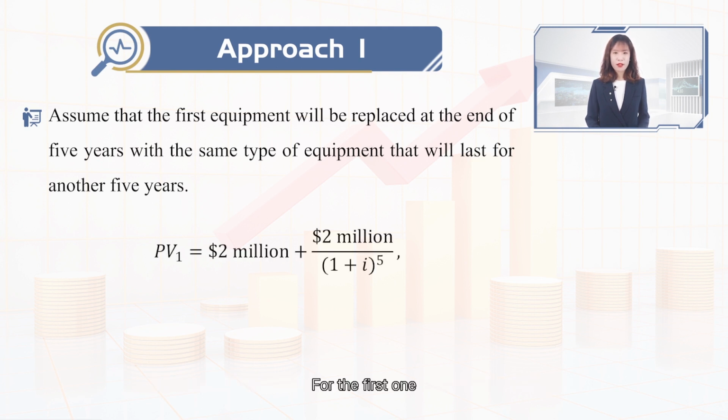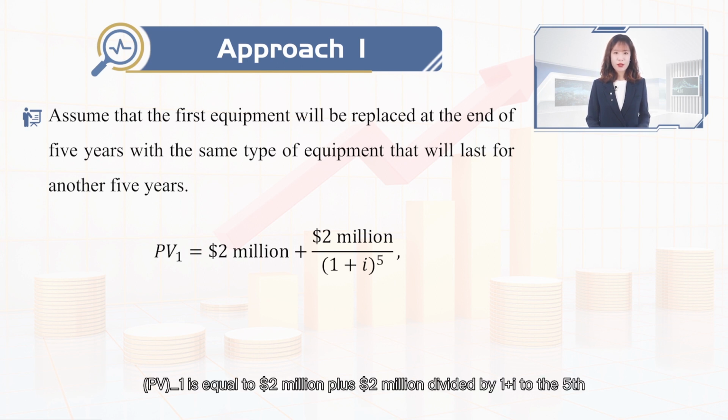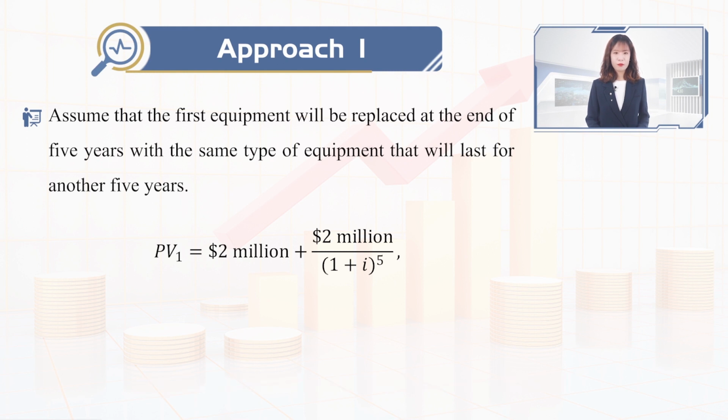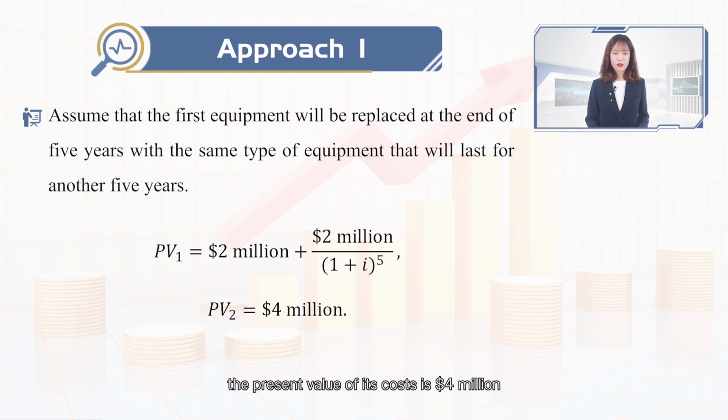For the first one, the present value of its costs, PV1, is equal to $2 million plus $2 million divided by (1 plus I) to the fifth. For the second one, the present value of its costs is $4 million. Now these two types of equipment are comparable based on the present values of costs, and it is better to choose the one with smaller present value of costs.